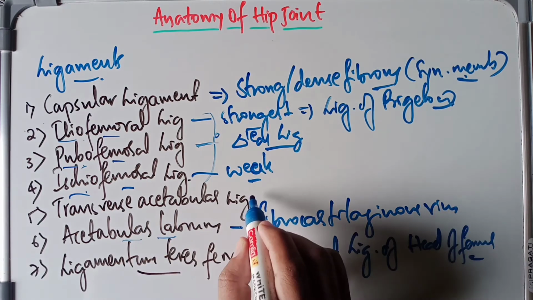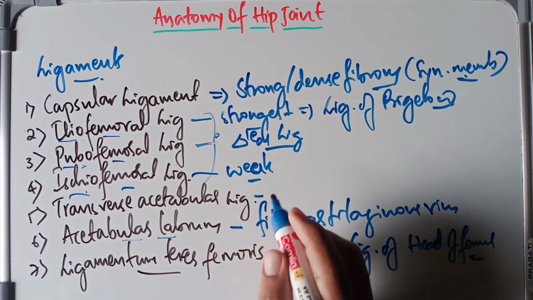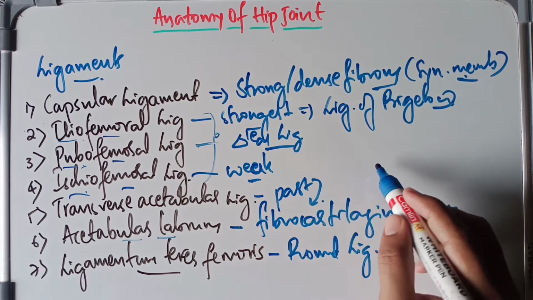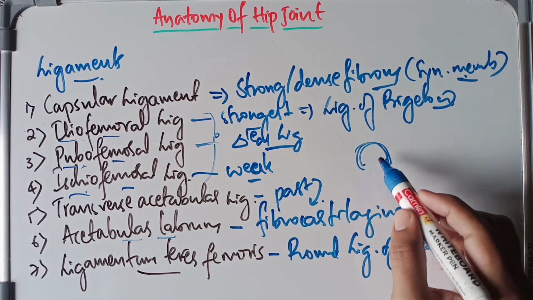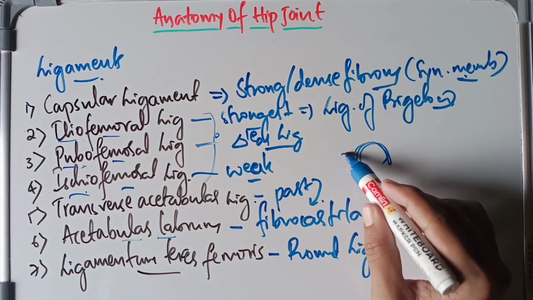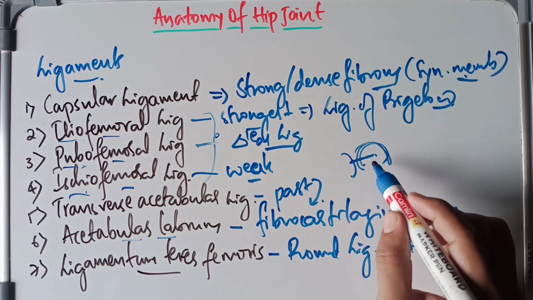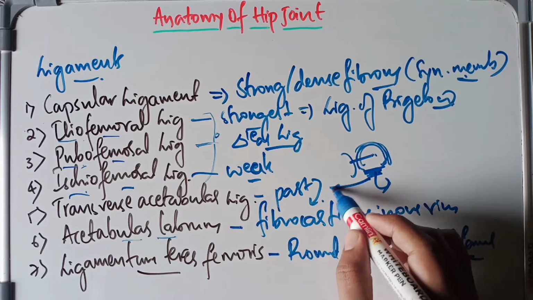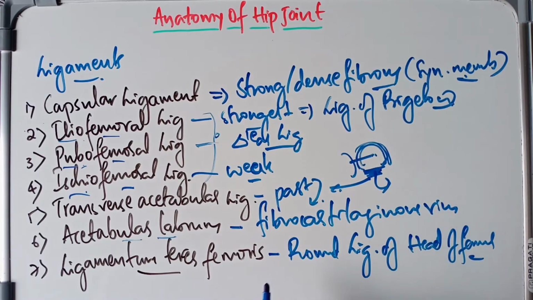Moving on to the transverse acetabular ligament, this is a part of the acetabular labrum. When you find the acetabulum, and we have the ligamentum teres from the head of the femur all the way to the acetabulum, the ligament covering the acetabular notch is called the transverse acetabular ligament, and this helps in the stability of the hip joint as well.